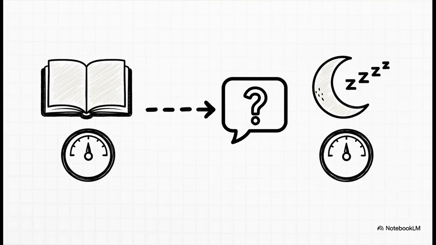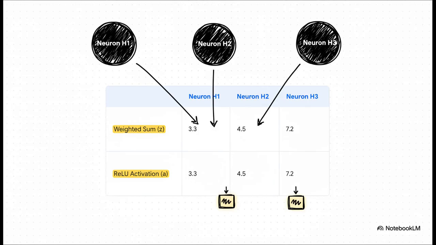All right, let's walk through what's called a forward pass. We're going to see exactly how the network makes a prediction, step by step, for a student who studied for 5 hours and slept for 5 hours. First up, the hidden layer. Our inputs, 5 and 5, go to each of the 3 neurons.